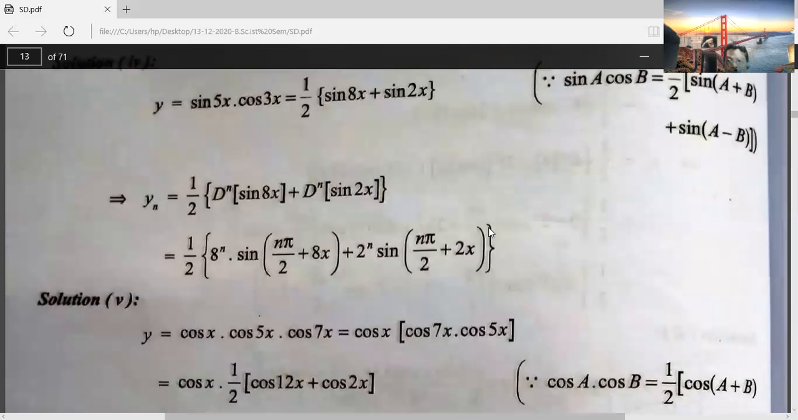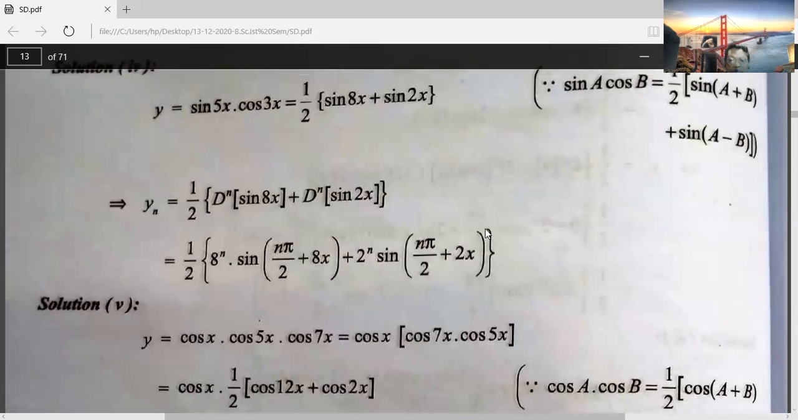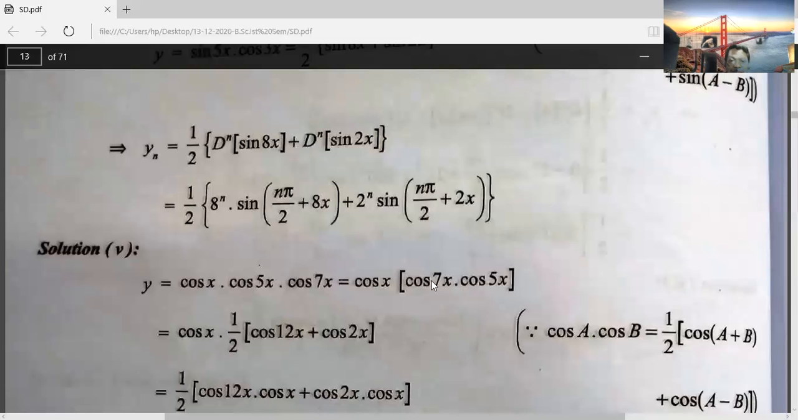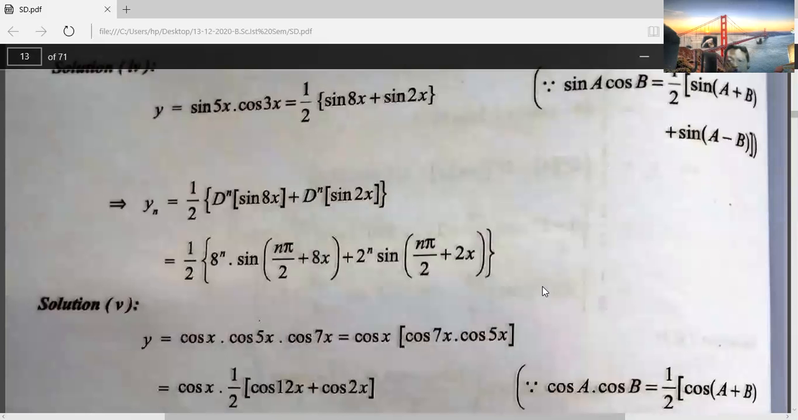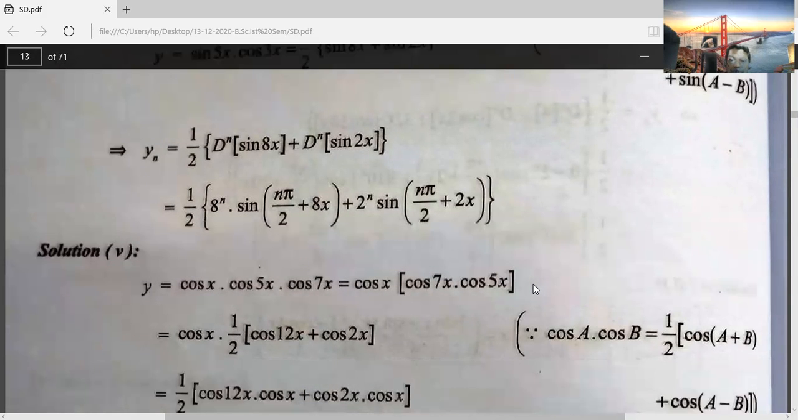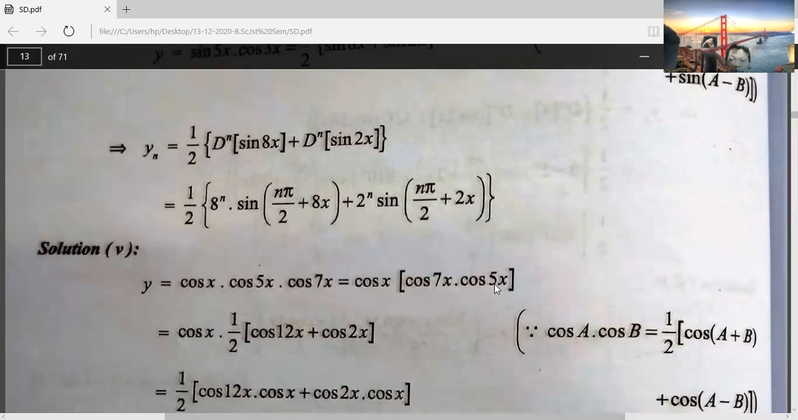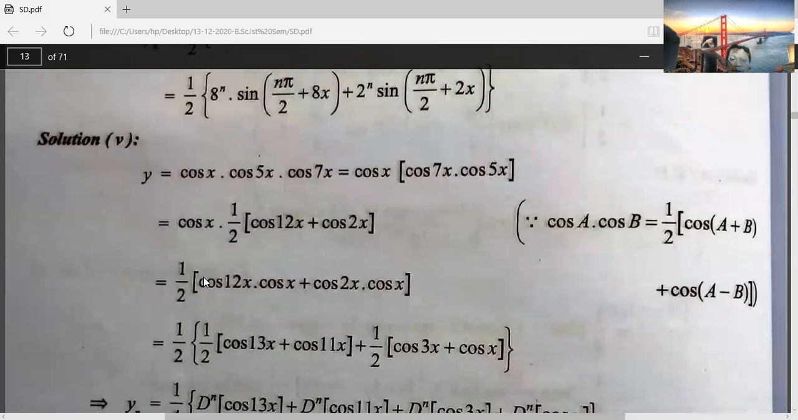Now cos a into cos b you can write as half of cos a plus b plus cos a minus b. First, you write cos x and put the other two into a bracket. Then here you apply this formula: cos a into cos b equal to half of cos a plus b plus cos a minus b. Here a equal to 7x, b is equal to 5x. Therefore, cos a plus b means cos 12x, plus a minus b means 7x minus 5x is 2x, so cos 12x plus cos 2x. Now open the bracket and write 1 by 2 outside, so that you are getting.